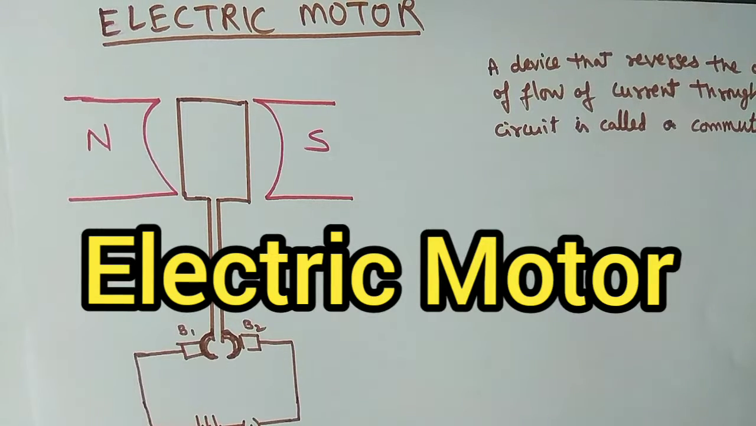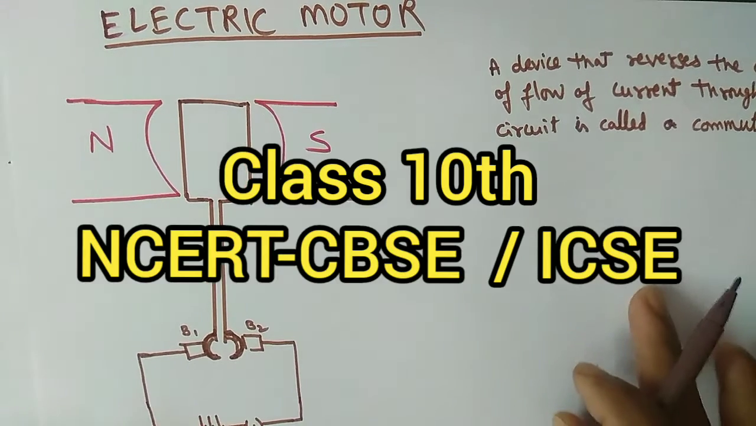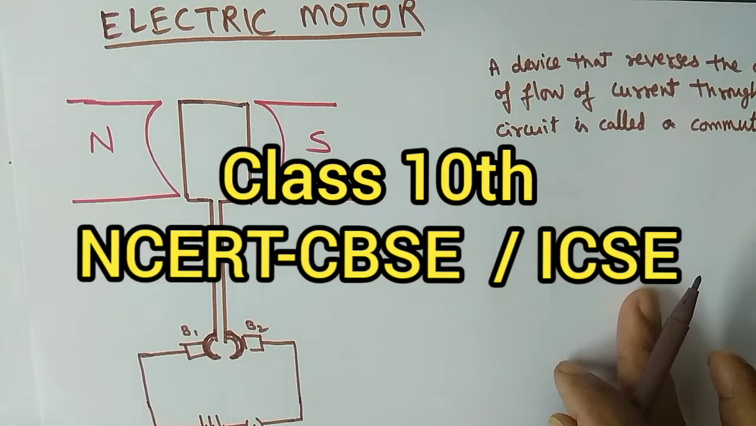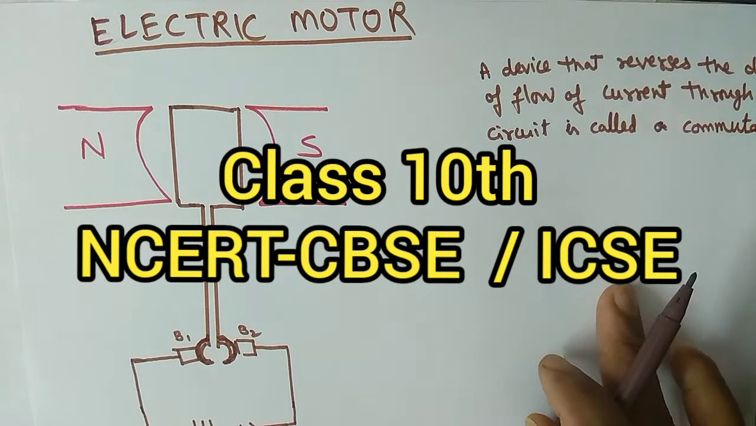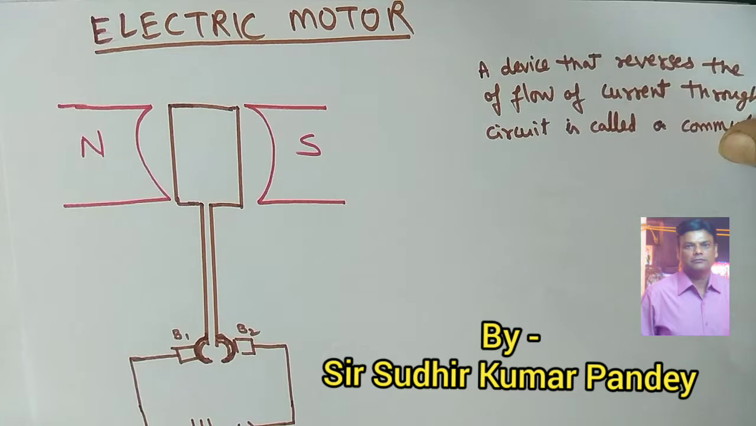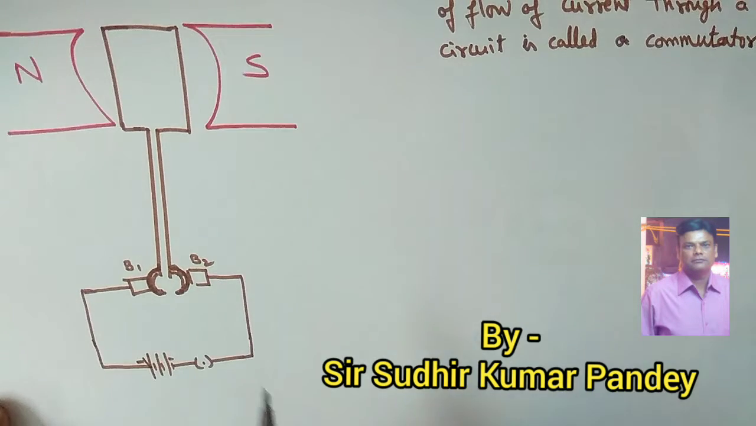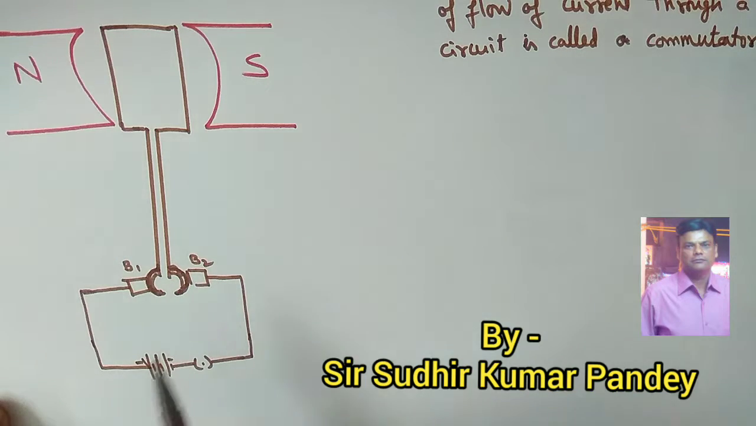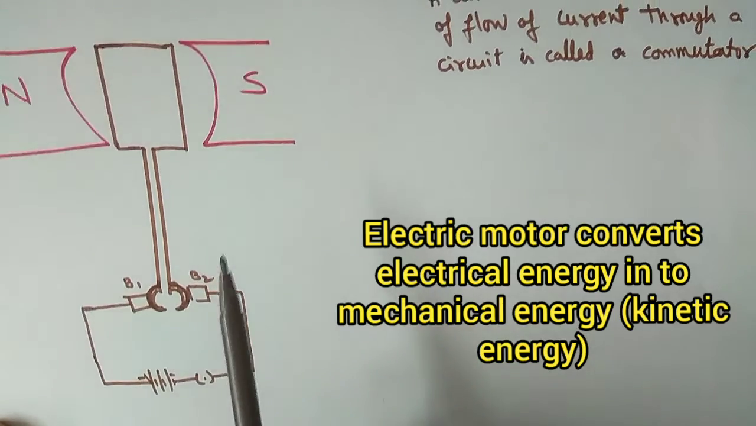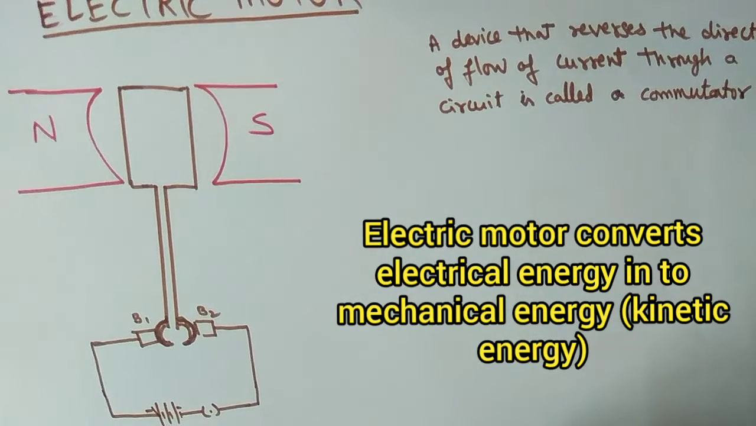Hello students, in this video we have to discuss the electric motor. First of all, see what the electric motor is. An electric motor is a device which converts electrical energy into mechanical energy. Here we use electrical energy, a cell or a battery, to give the energy, and that electrical energy will be converted by the rotation of this coil.